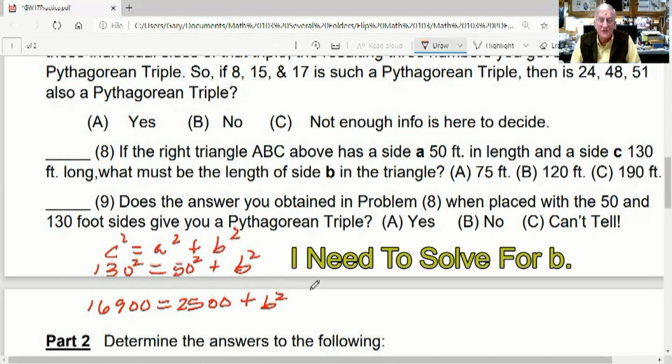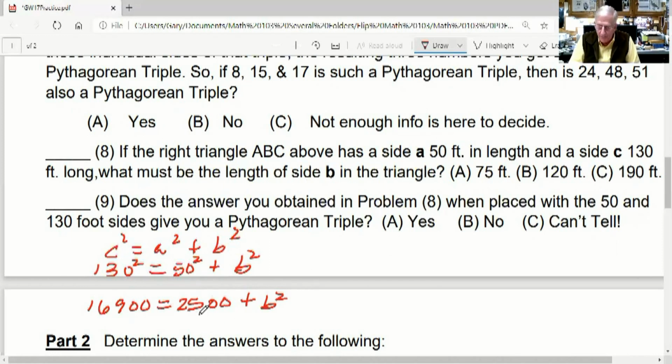Now, how do I go about solving this? Well, I simply take b squared and isolate it, right? So I will take b squared and leave it here. I will subtract 2,500 off each side of the equation. So if I subtract 2,500 off of 16,900, I get 14,400, right? That would have to be b squared.